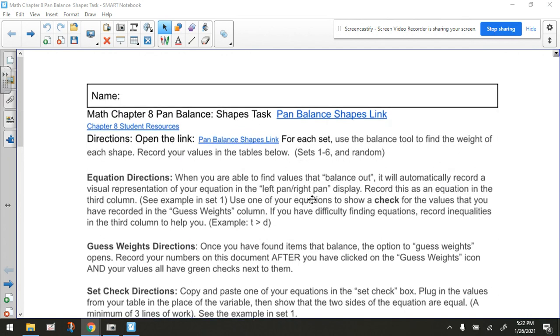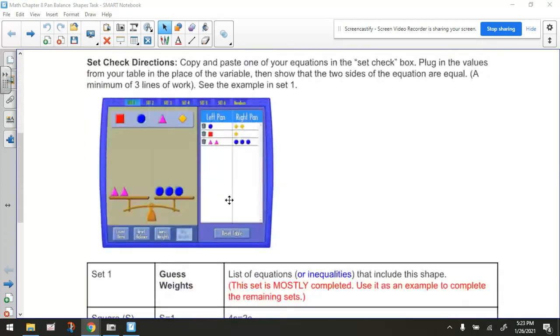And if you open up your copy right from Google Classroom, you'll see that there are links. If you click on the Pan Balance Shapes link, it's going to bring you to another app, which we're going to talk about in just a second. So the directions: you need to open up the link, and then for each set, you will use the balance tool to find the weight of each shape. Record your values in the table below. So let's look at the table.